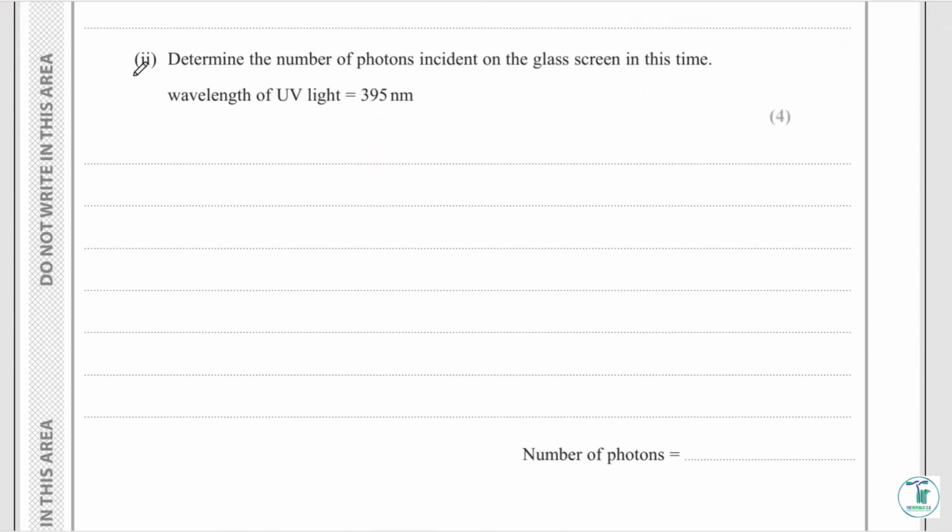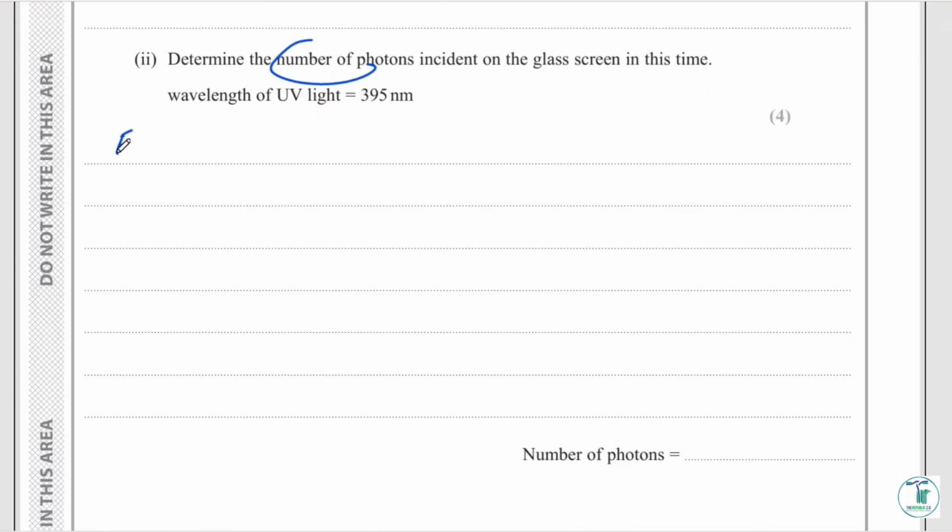We've got the option number 2 now. Determine the number of photons incident on the glass screen in this time. We need to calculate the number of photons. So remember that if you want to calculate the number of photons, you need to divide the total energy by the energy of one photon, right? We've got the total energy, that was 131 point something. And now I'm going to calculate the energy of one photon.